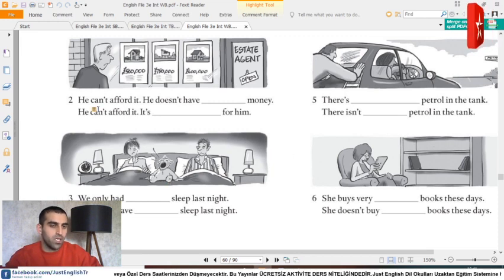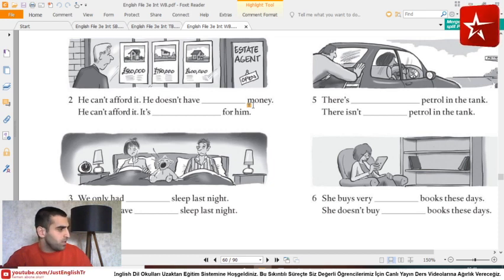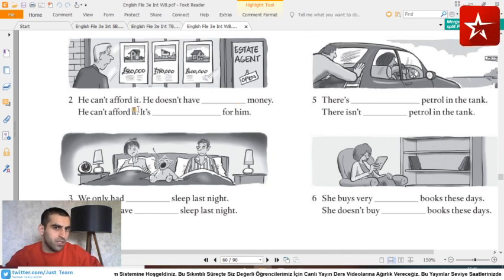So number 2, he can't afford it. He doesn't have blah blah blah money. Which word should we write here for number 2? Can you tell me? He doesn't have enough money. Okay, Melis says he doesn't have enough money. Yes, enough money is a correct answer. He doesn't have enough money.